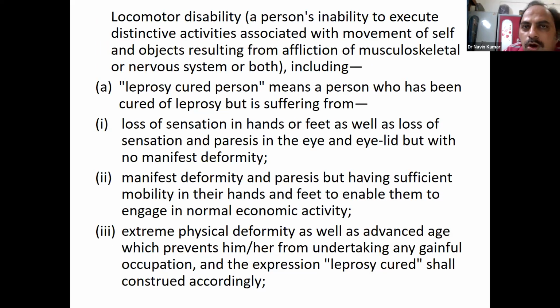So we are just coming to locomotor disability. What is the definition of locomotor disability? It is an inability to execute distinctive activities associated with movement of self and objects resulting from affliction of the musculoskeletal or nervous system or both. It includes leprosy cured persons, meaning a person who has been cured of leprosy but is suffering from loss of sensation, manifest deformity or extreme physical deformity.